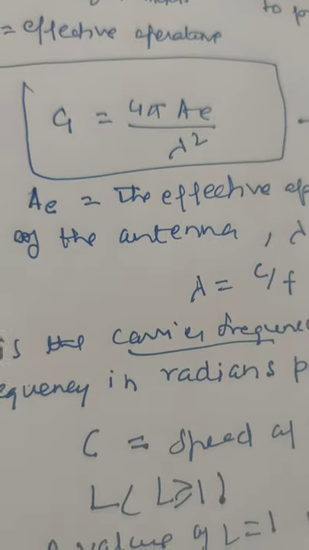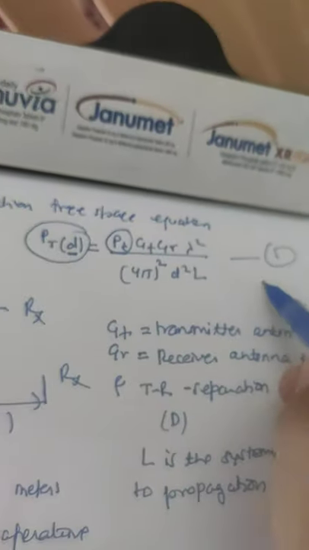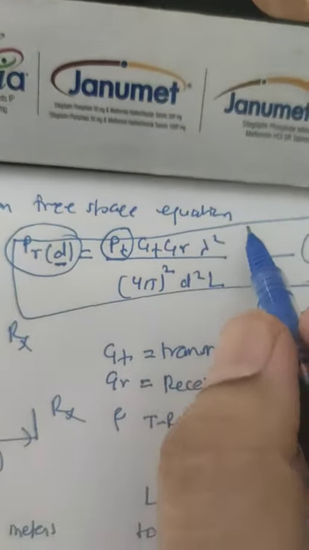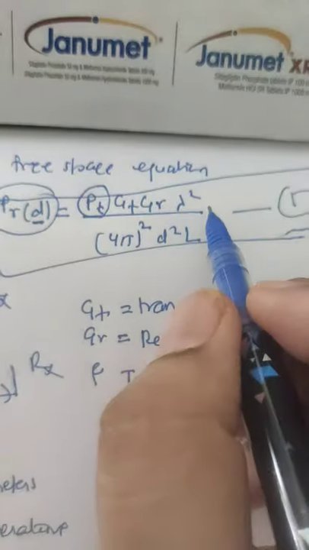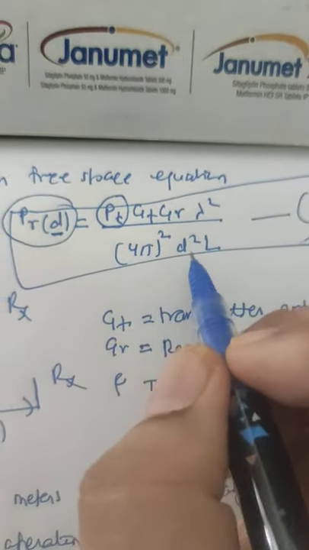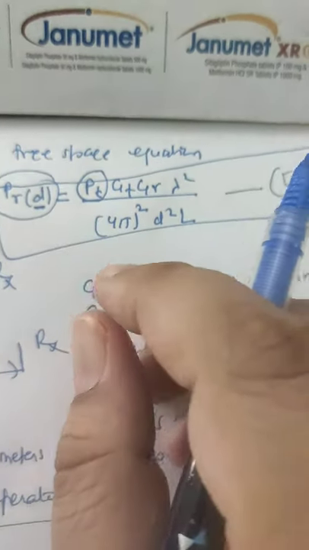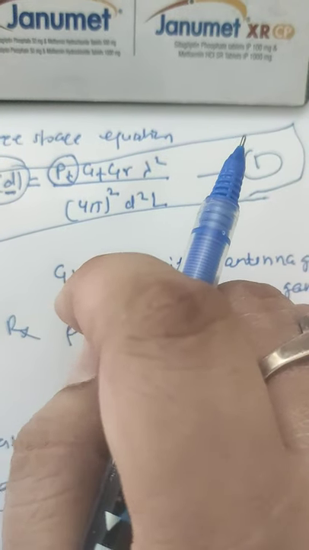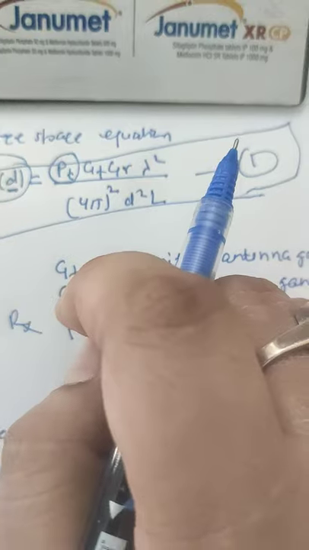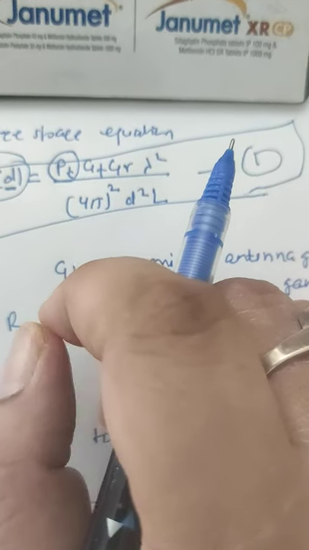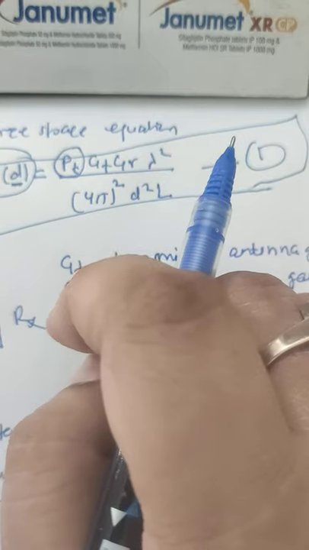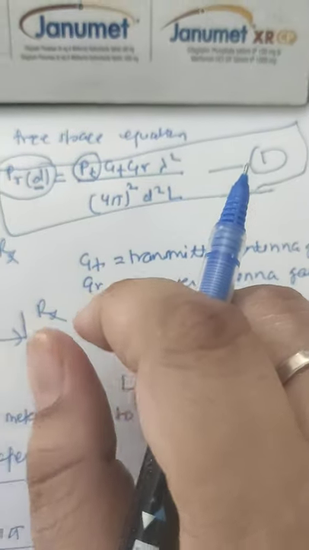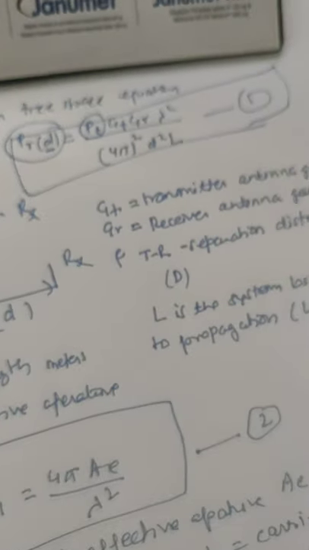Then the Friis free space equation is shown in this format: P_r at d is equal to transmitted power, gain of the transmitter and receiver, lambda square divided by (4 pi)^2 d square L. It shows that the received power falls off as the square of the T-R separation distance. This implies that the received power decays with distance at a rate of 20 dB per decade. And an isotropic radiator is the ideal antenna.